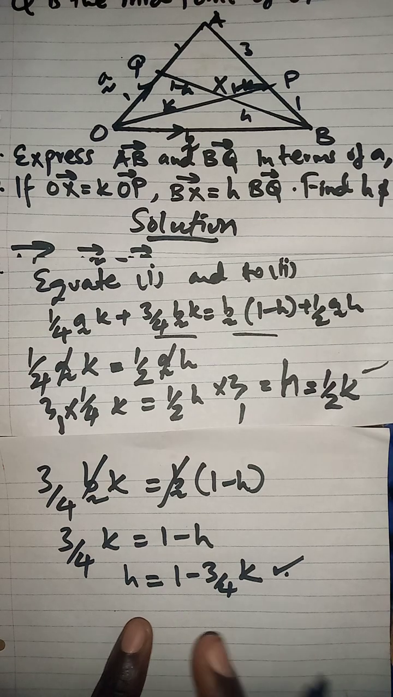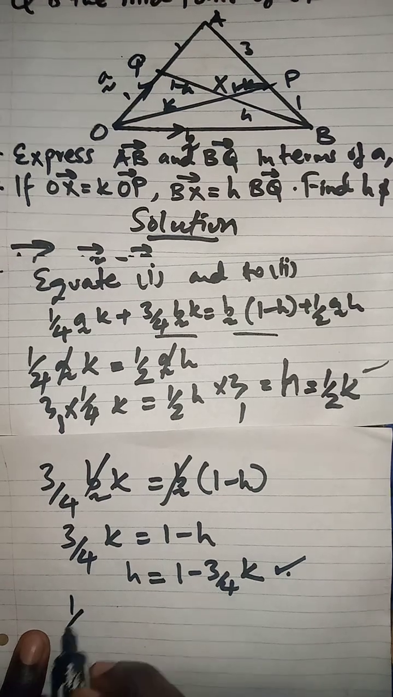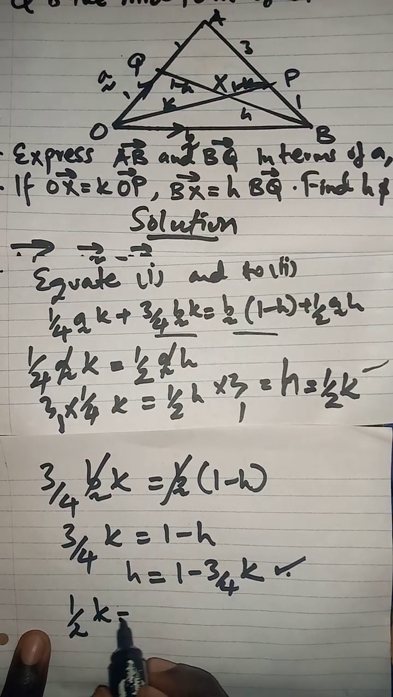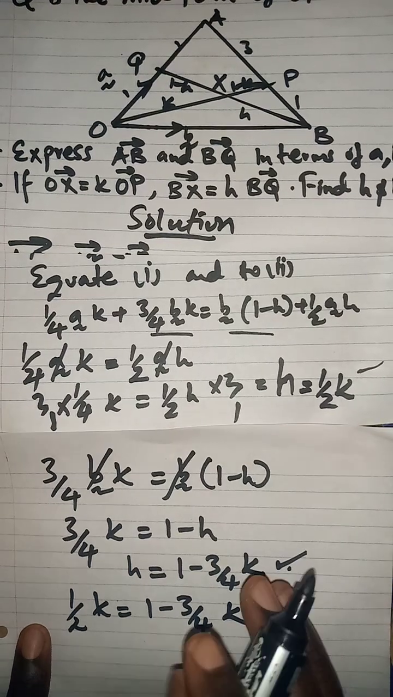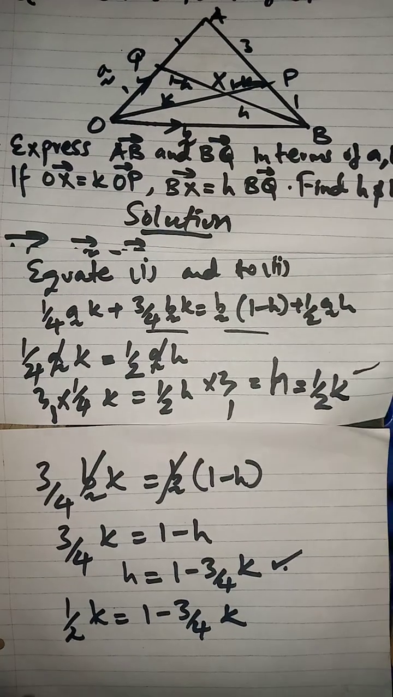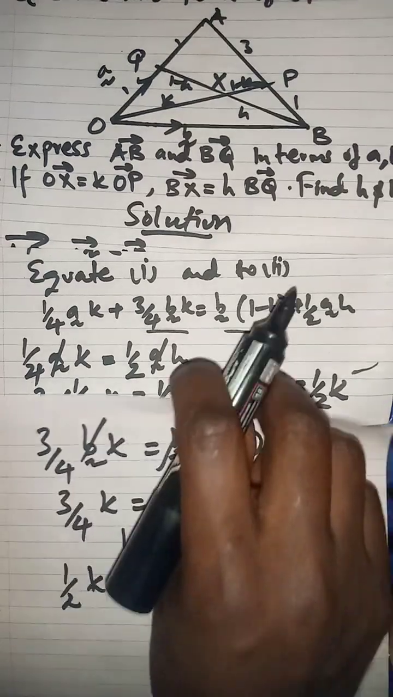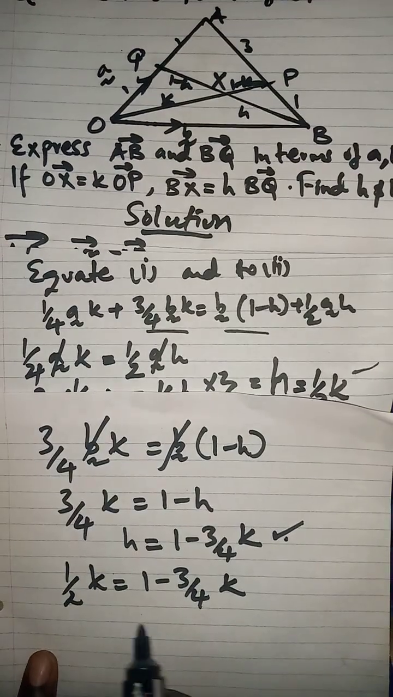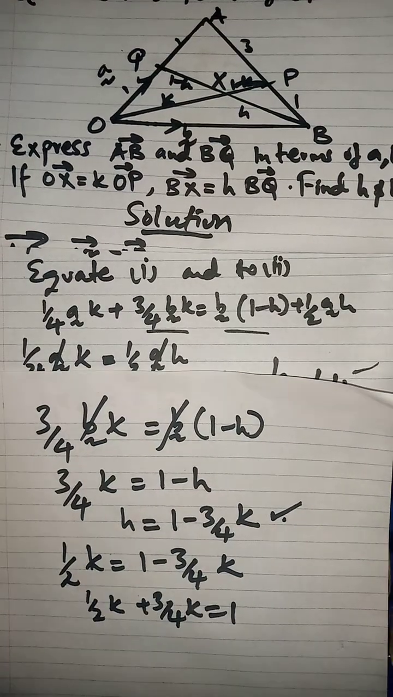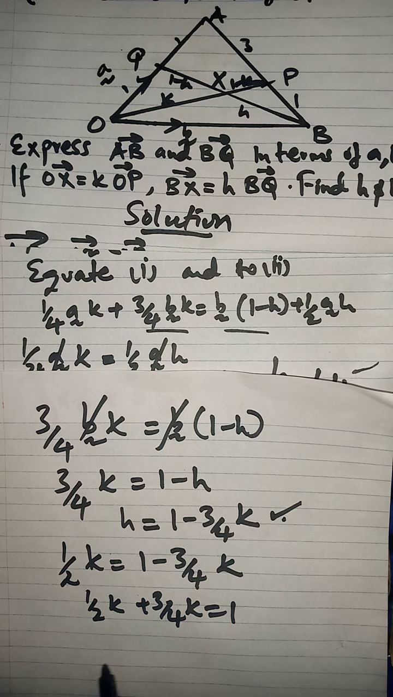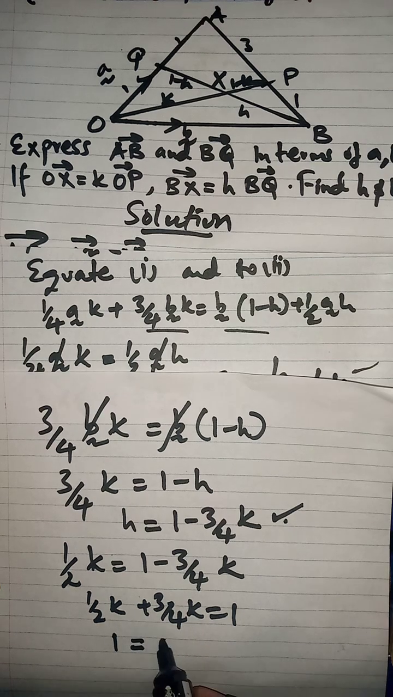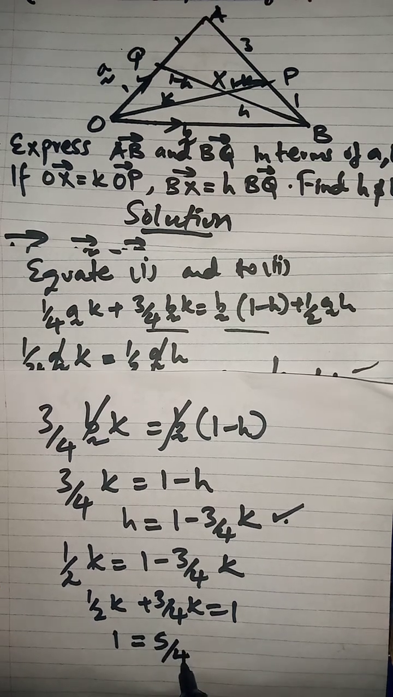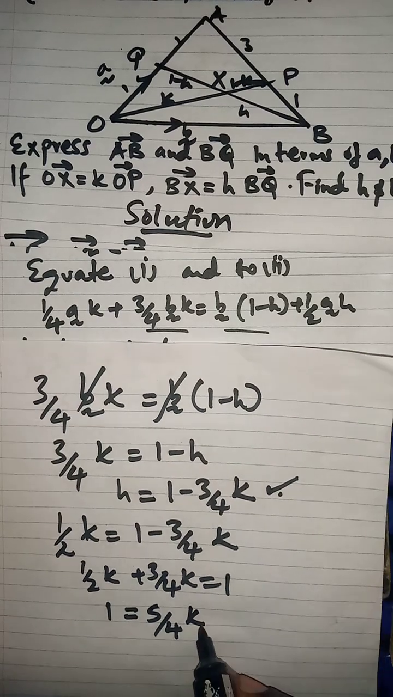So I'm going to equate H and H so that I have a half K is equals to 1 minus 3 over 4K. By doing this, I'll be able to find the value of K since they are like terms. So collecting like terms, I'm going to get 1 is equals to, I've just taken a half K plus 3 over 4K, I'm going to get 5 over 4K.